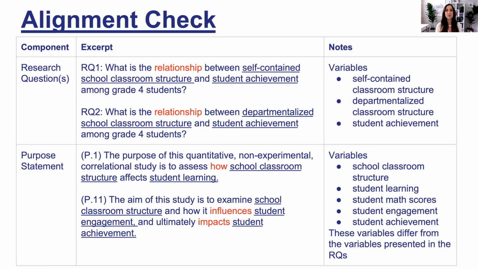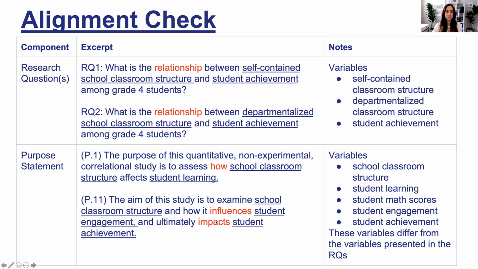And then if needed, I'll help them settle on a specific purpose statement so they can make sure it's aligned with the other components. So in this example, I put school classroom structure and student learning. I underlined those as the variables stated in the purpose statement. And then on page 11, this slightly different version of the purpose statement, I also have school classroom structure underlined. But there are two other variables mentioned here, which are student engagement and student achievement. So I pulled those over into this list.